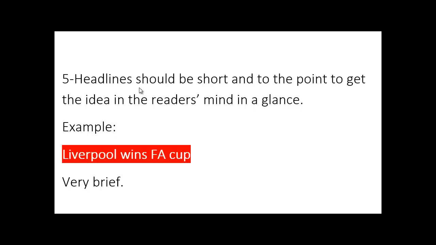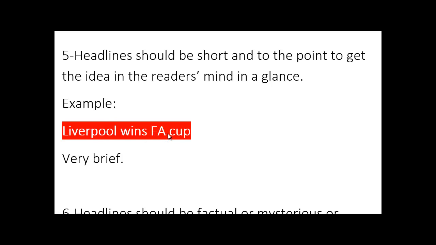Now headline number five should be short and to the point. The idea is to get the message into the reader's mind in a glance. For example, Liverpool wins FA Cup. Finished. Very brief, very short, straight to the point.